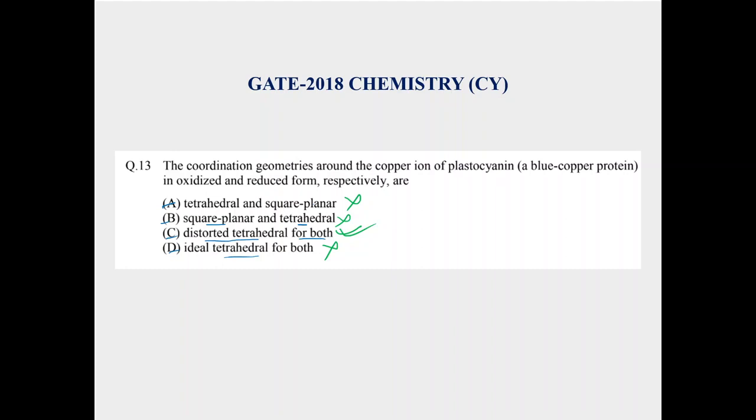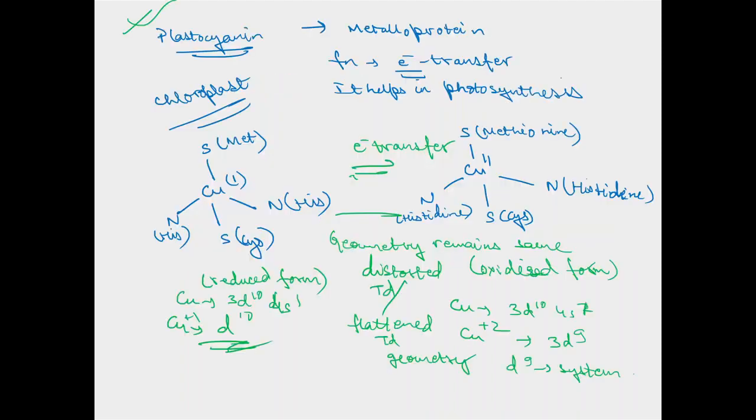Yes, ma'am. Today five questions are already solved. Why is it distorted tetrahedral, not ideal tetrahedral? What's the reason? Maybe because of the protein, the peptide chain with which it is connected, it can't be present in that perfect 109.5 degree angle. It's because of that peptide chain, the protein chain which is present around it. That will be the reason.